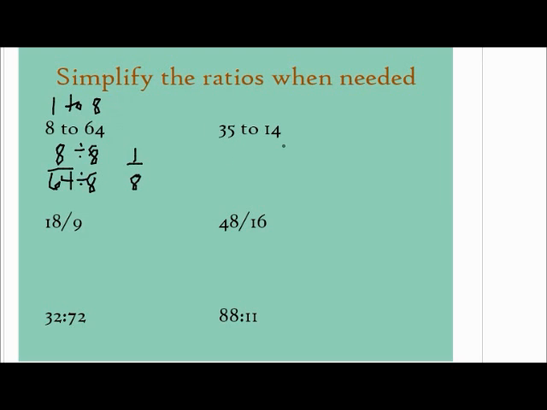35 to 14. 35 to 14, they have a greatest common factor of 7. So it would be 5 to 2. So you'd write 5 to 2. That would be showing it in its simplest form.